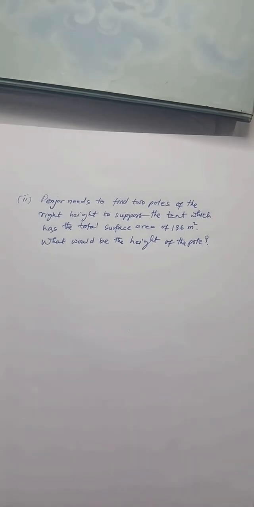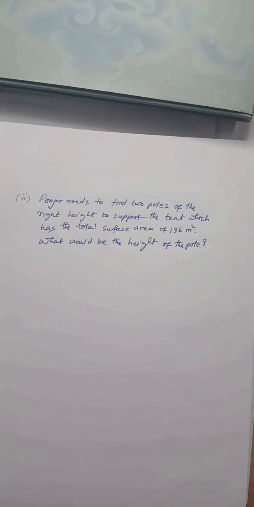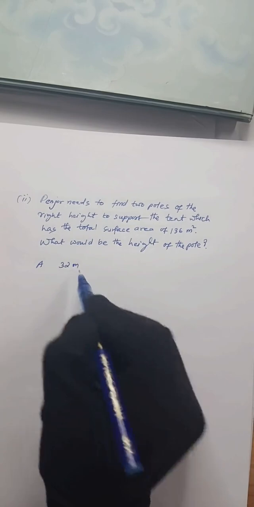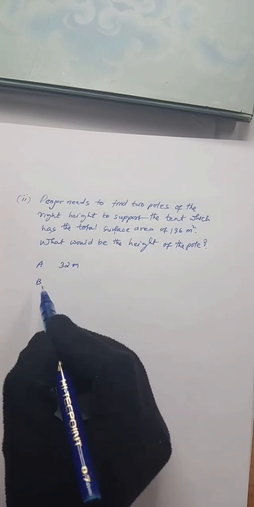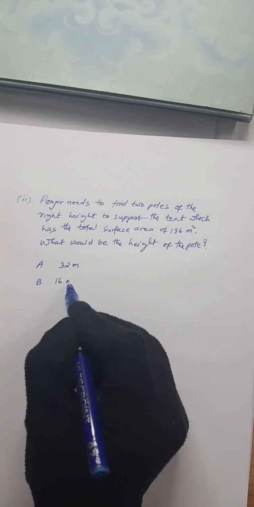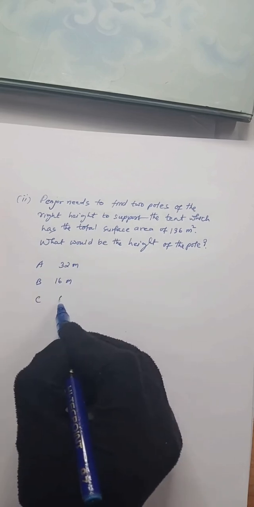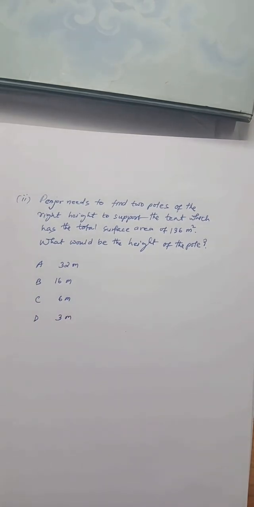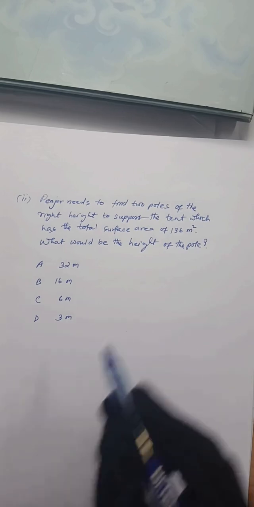What would be the height of the pole? The MCQ options: option A was 34 meter, option B 16 meter, option C 6 meter, option D 3 meter.